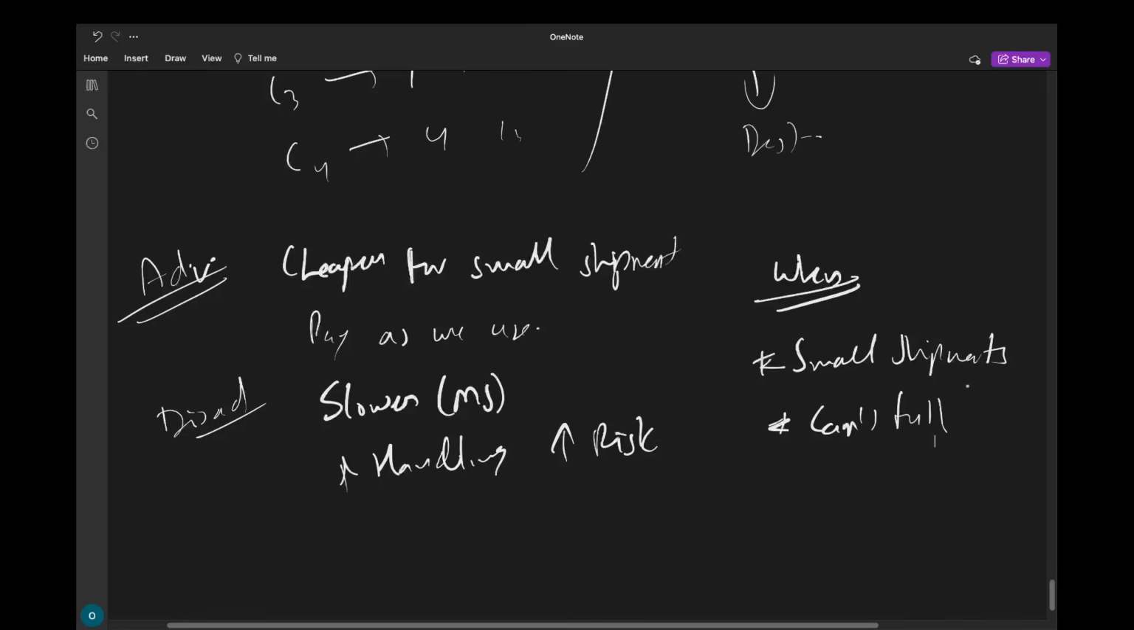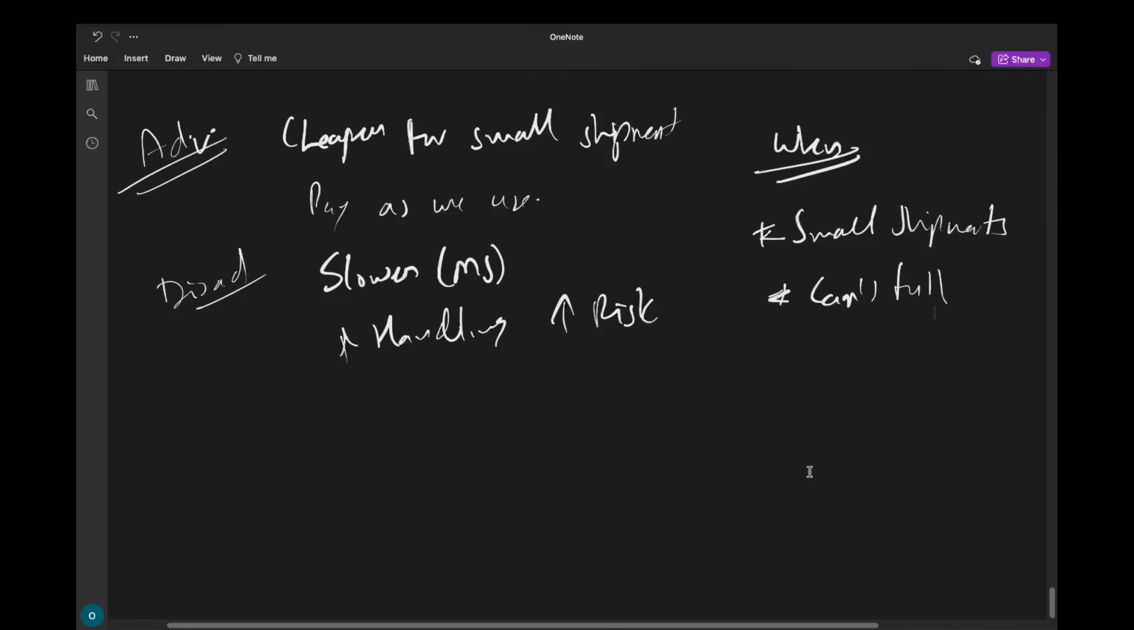Okay. So first we have seen mode selection. Then we have seen if we selected road, then we have truckload and less than truckload. Then see decision 3, what we do.